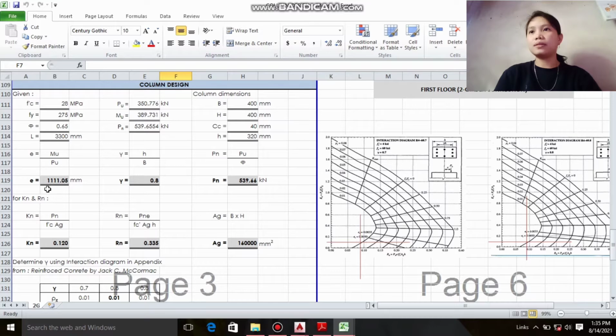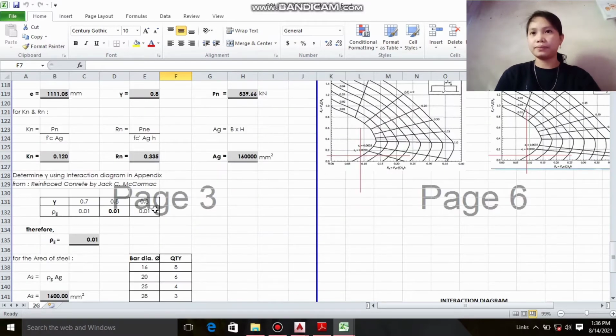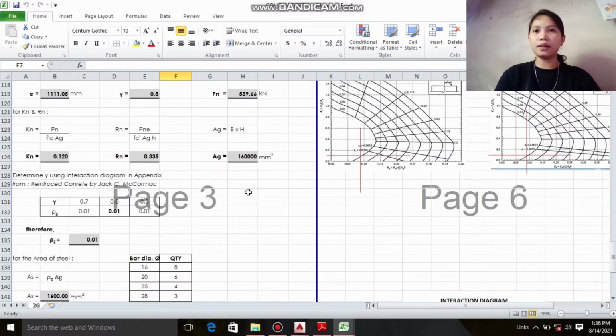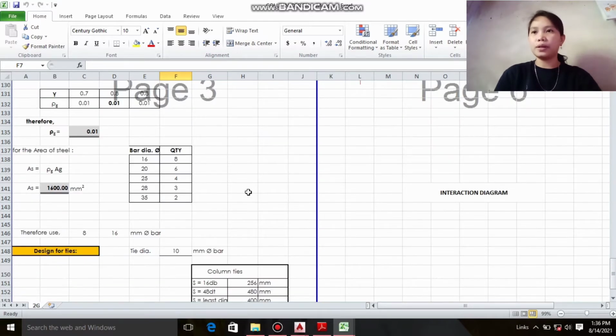Which is E equals 1,111.05. The area of grids is 160,000 millimeter squared.